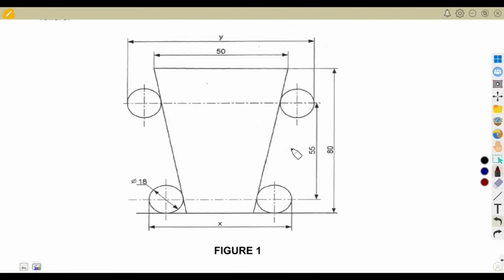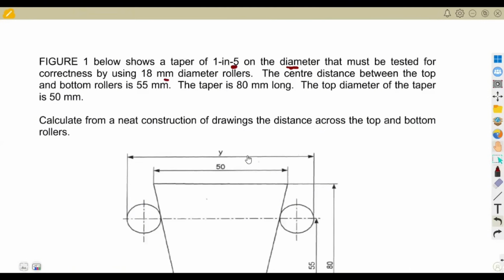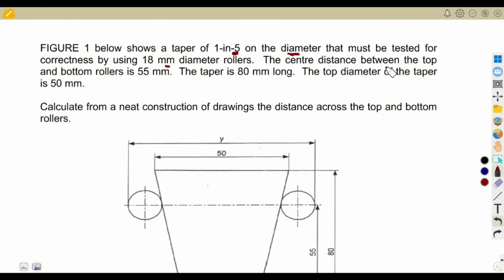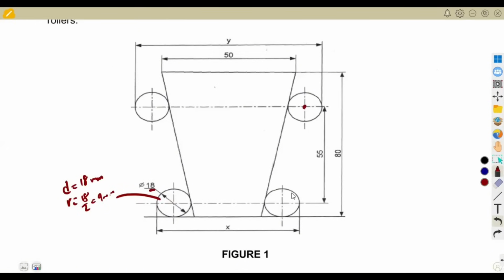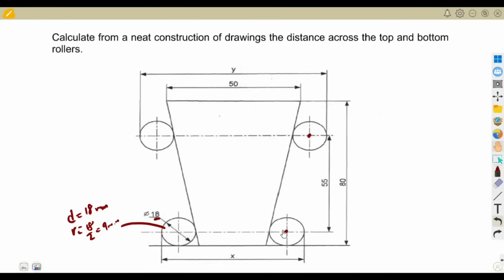So we've got 18 as our diameter in this case. That means we've got a radius of 18 divided by 2, which is 9 millimeters. Then we are given that the center distance between the top and bottom rollers is 55 millimeters. As we can see, the center distance connected from our centers here was 55 millimeters. Then we have got the height of 80 millimeters.